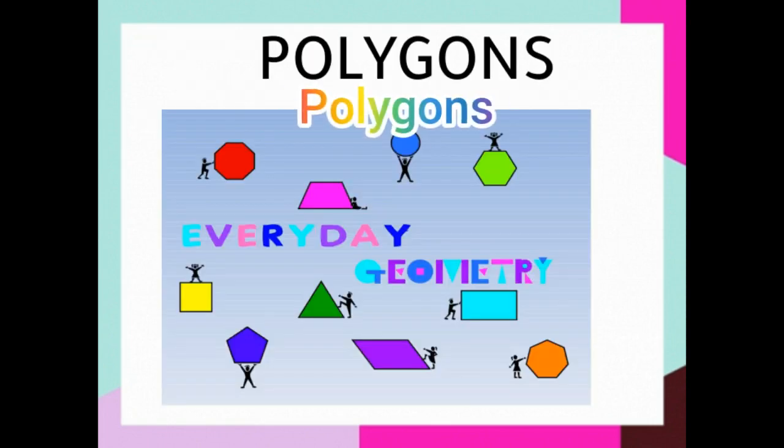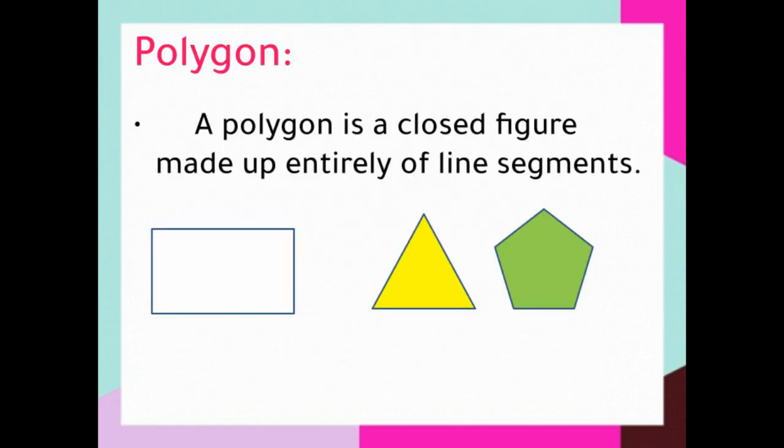Next, we are going to see polygons. First of all, what is meant by polygon? A polygon is a closed figure made up entirely of line segments. Look at the three figures. All these three figures are made up of only line segments. In the first figure, the polygon is made up of 1, 2, 3, 4 line segments. In the second figure, it is made up of 3 line segments. And in the third figure, it is made up of 5 line segments.